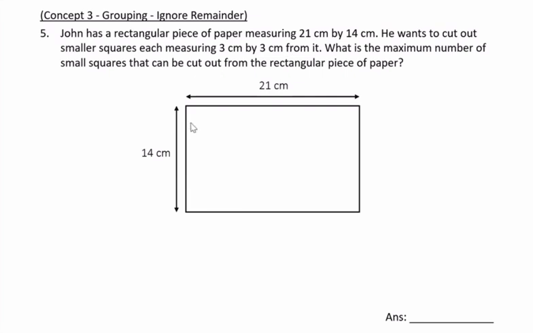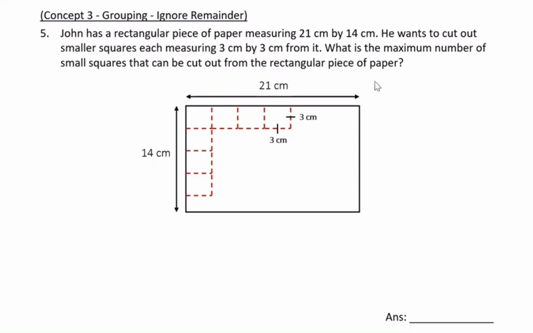So I'm going to start from this corner here. I'm going to cut squares all the way across, and each one is measuring 3 by 3 cm. And definitely there's still some more paper down here, right? The remaining paper, I still can cut out 3 by 3 cm squares. So you have to write the measurement 3 by 3 cm. Okay. So what is the maximum number of small squares that can be cut out from the rectangular piece?